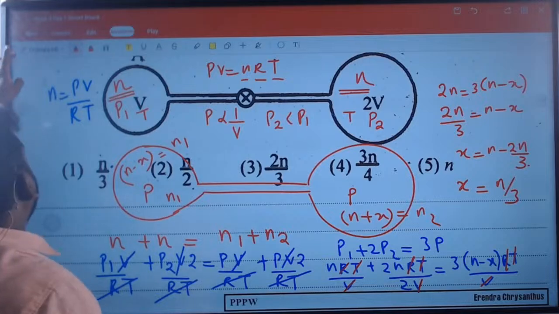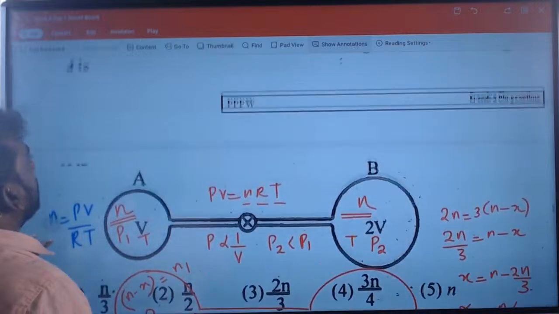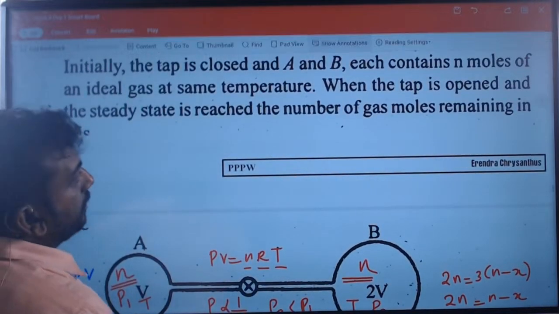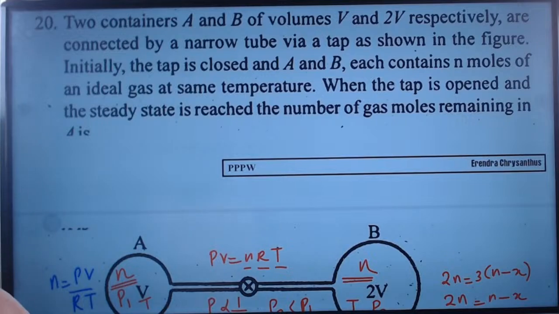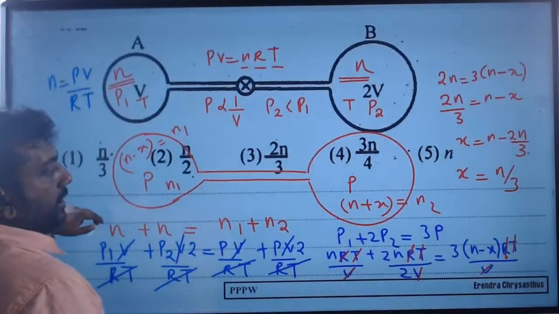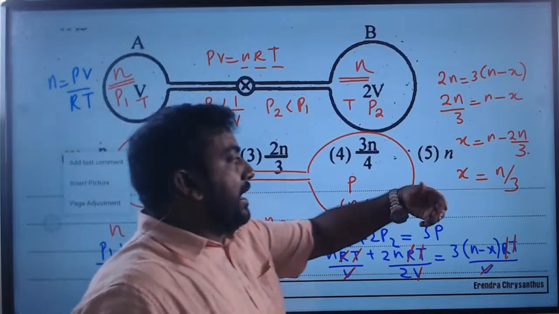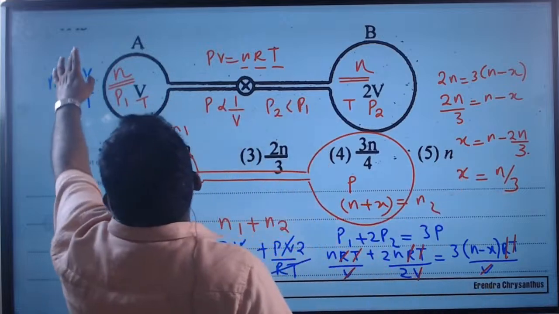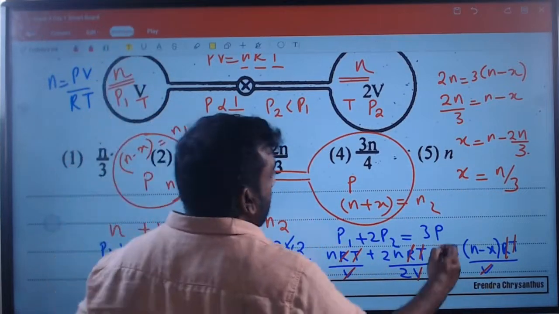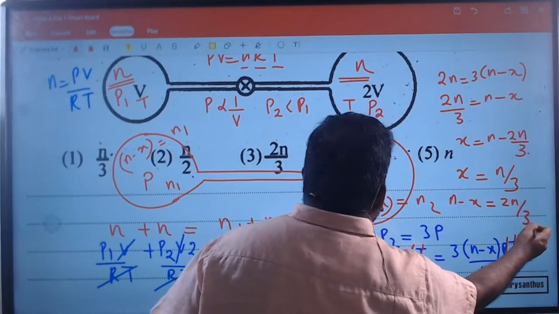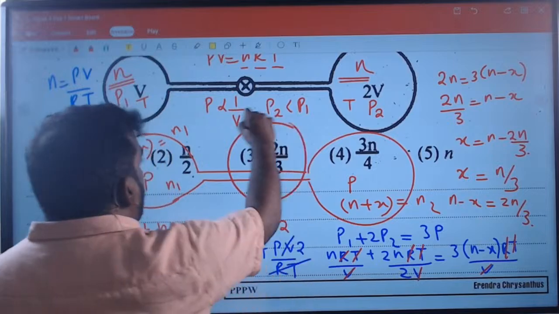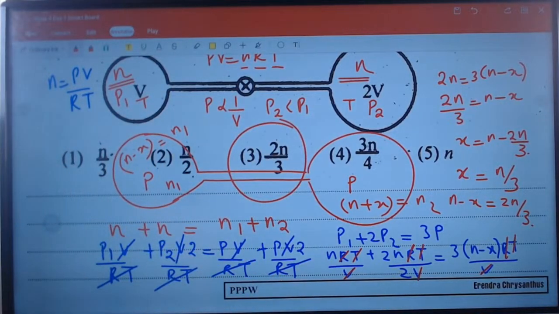What are they asking you in the question? What is the number of gas moles remaining in A? So n over 3 left. Remaining is how much? Remaining is n minus x. That is 2n over 3. There you go, answer number 3.